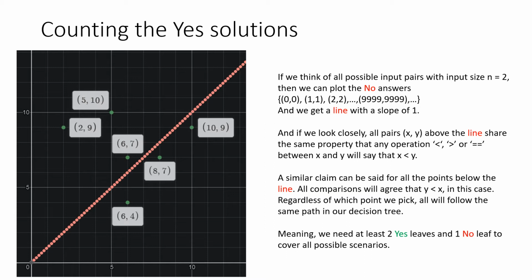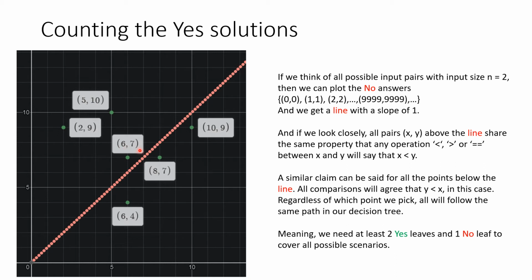If we consider those arrays to be input pairs, we can plot them in a graph and we will notice that all the pairs that will guide us to a no answer will be of the type 0, 0, 1, 1, 2, 2, and after plotting them you will get this nice line with a slope of 1. And if we look closely, all the pairs x, y above the line share the same property, that x is less than y.